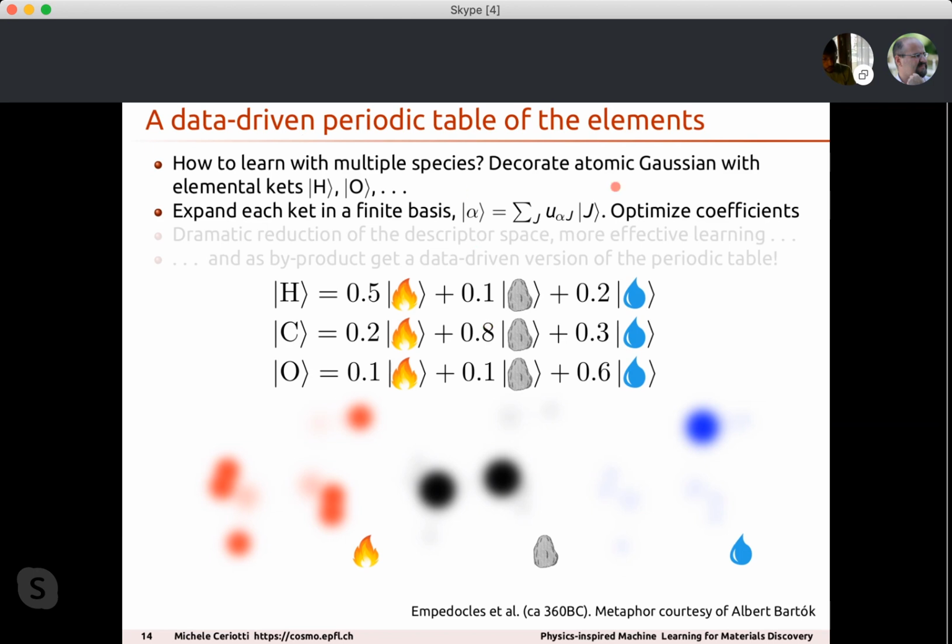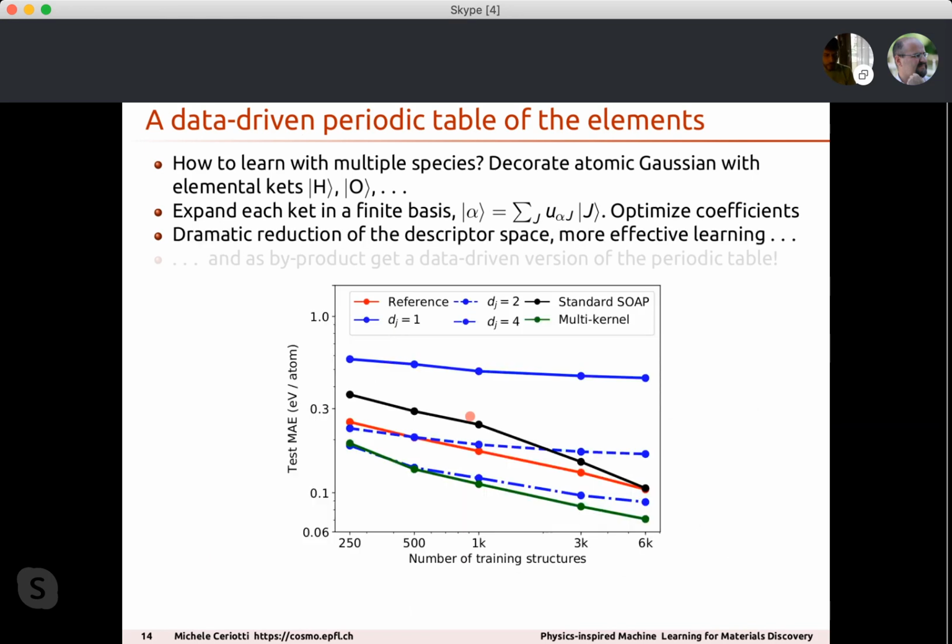But you can also use a basis that is smaller than the total number of elements that you have. And then what you're doing is kind of going back to a classical elements picture in which there is a small number of chemical archetypes, fire, stone, water, and then your actual chemical elements are just a linear combination of these chemical archetypes. And actually, this reduction in dimensionality of the chemical space can be extremely useful, again, when you have a limited amount of information. Here, this is trying to learn the cohesive energy of Elpasolites, which is a data set, and the structure is always the same, but you have a different combination of 40 chemical elements.